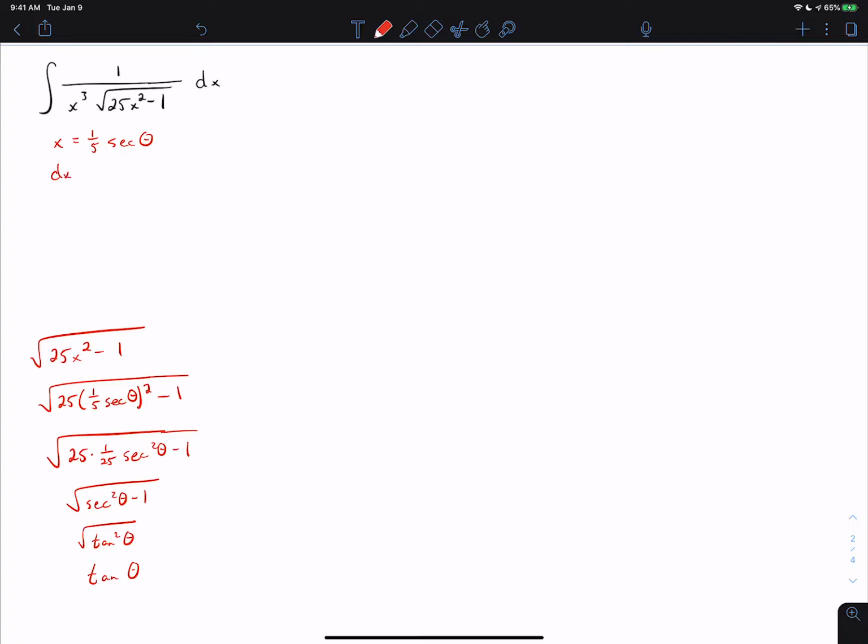Forgot to find dx. dx is the derivative of secant theta, so that's 1/5 secant theta tangent theta d theta. So now we sub everything in. So we get 1 over 125 times secant to the third theta times the square root, but the entire square root becomes tangent theta. dx becomes 1/5 secant theta tangent theta d theta.